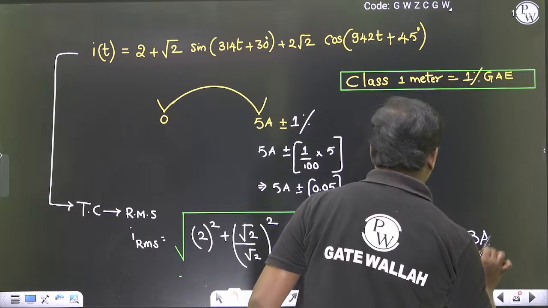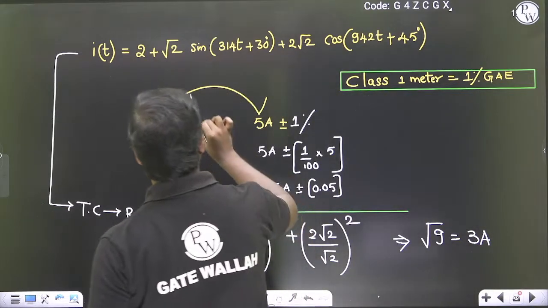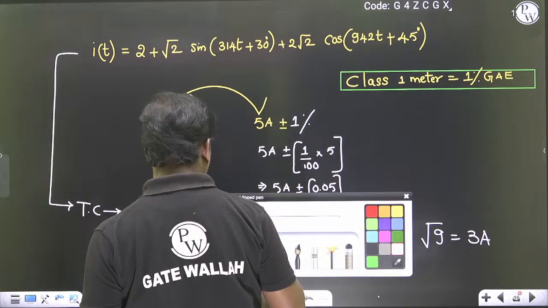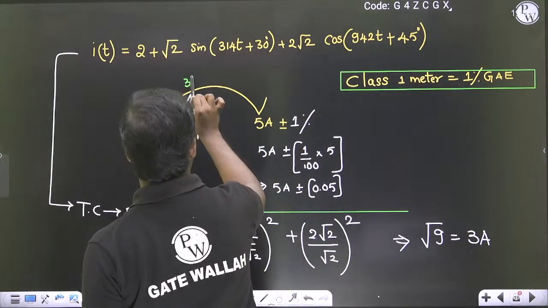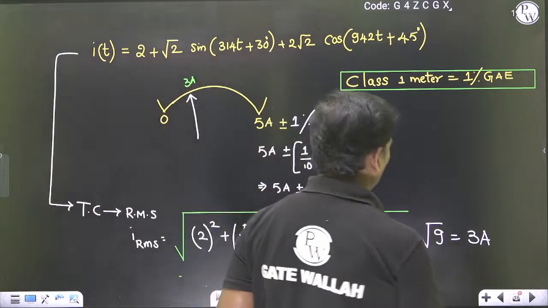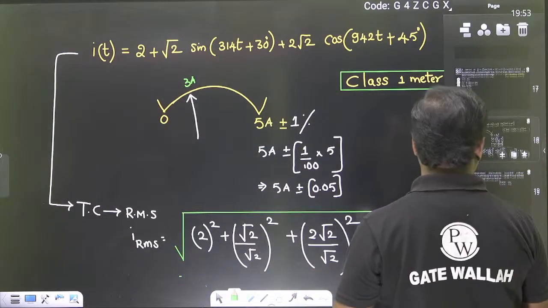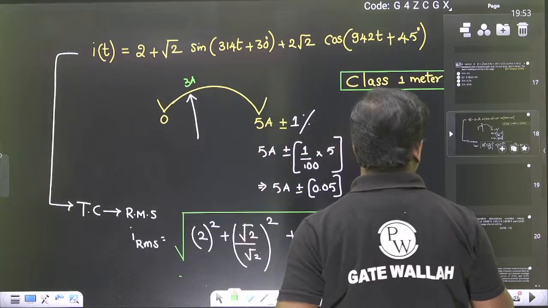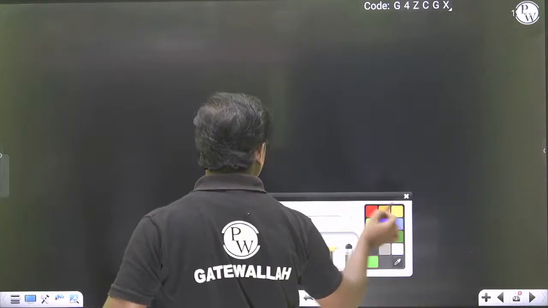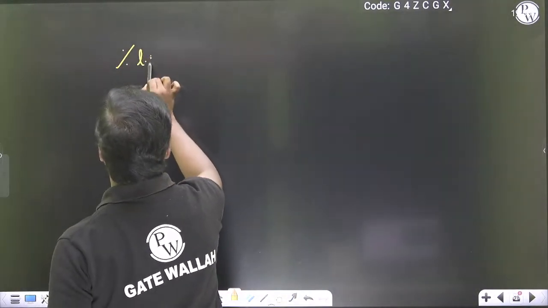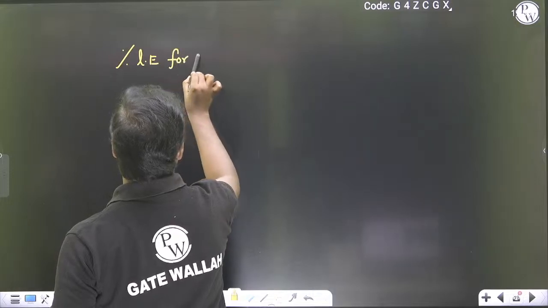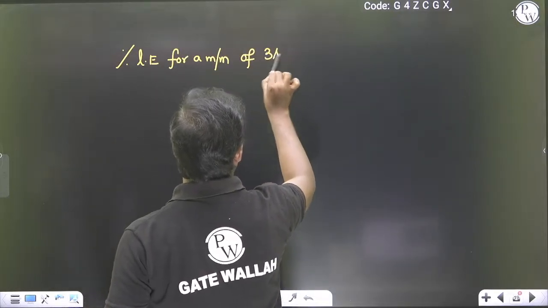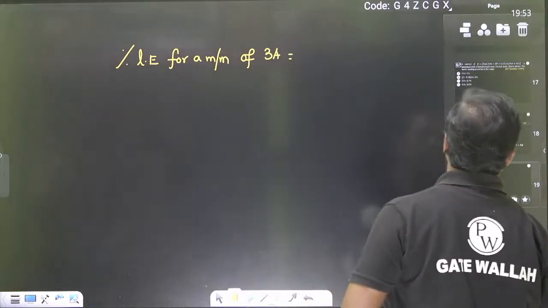So what do you understand? I am using the instrument for 3 amperes. If you correct this, it is going to become 3 amperes. So 3 amperes for how much? For a measurement of 5 amperes, the error is 1%. So the percentage of limiting error for a measurement of 3 amperes, what is the question asked?